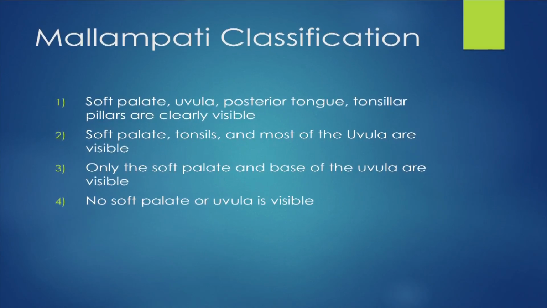Let's start off with the Mallampati classification. There are 4 classifications, 1 through 4. Mallampati 1. The soft palate, uvula, posterior tongue, and tonsillar pillars are all clearly visible. Mallampati Class 2. You can see the end of the soft palate, the tonsils, and most of the uvula are visible. Mallampati 3. Only the end of the soft palate and the base of the uvula are visible. Mallampati 4. You cannot see the end of the soft palate and the uvula is not visible.